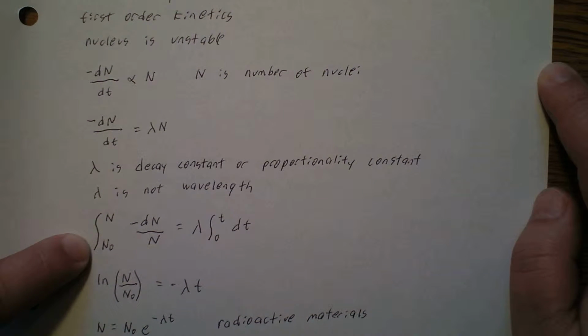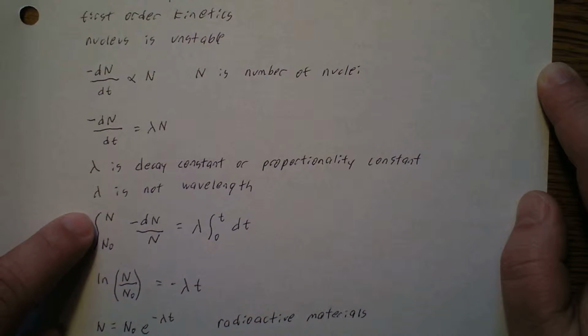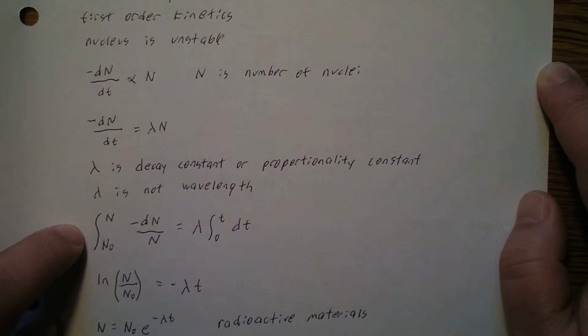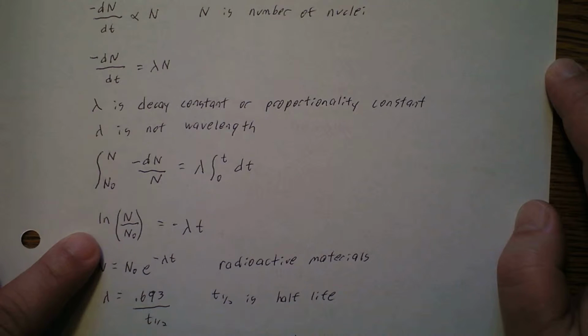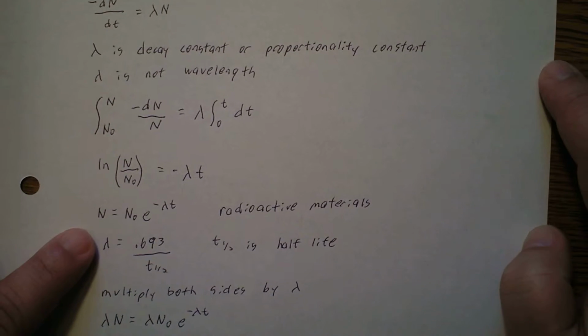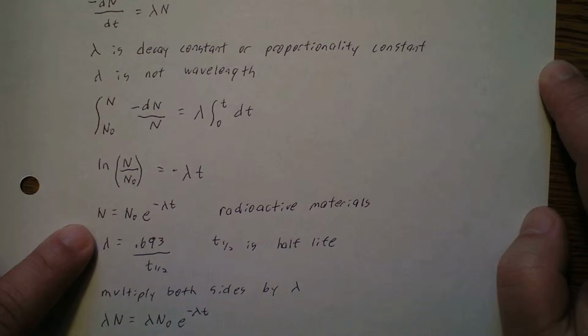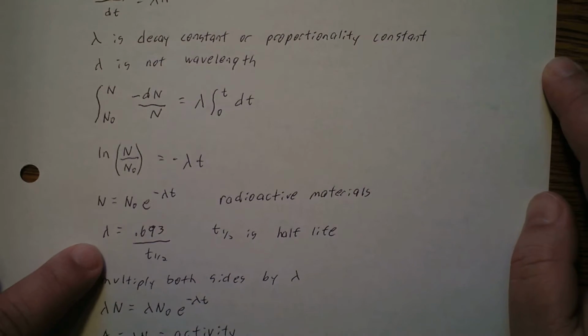So we're going to integrate both sides. We get the integral from the initial number to N of minus dN over N is equal to lambda times the integral from 0 to t of dt. So we get the natural log of the number of nuclei divided by the initial number of nuclei is equal to minus the proportionality constant times time. Solve for N, and we get N is equal to the initial number of nuclei times e to the minus lambda t, where e, of course, is the natural number.